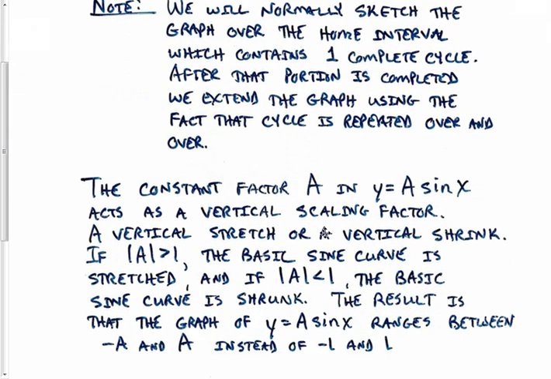Now, in the example we saw, this a in front of sine x was a 2. This constant factor a in front of a sine function or a cosine function acts as a vertical scaling factor, as I'm reading to you here. A vertical stretch, or a vertical shrink if that a value is smaller than 1. So if the absolute value of a is greater than 1, the basic sine curve or cosine curve will be stretched. If the absolute value of a is less than 1, then the basic sine curve or cosine curve is shrunk or compressed toward the x-axis.